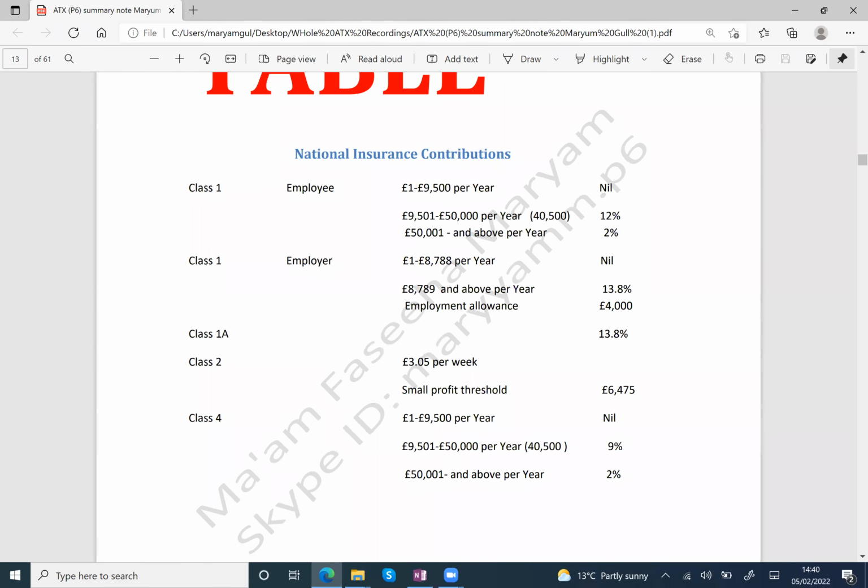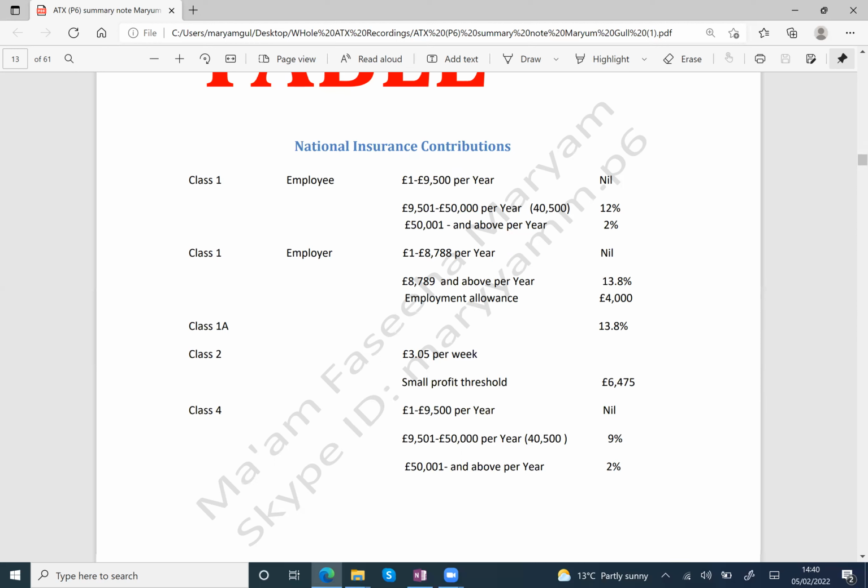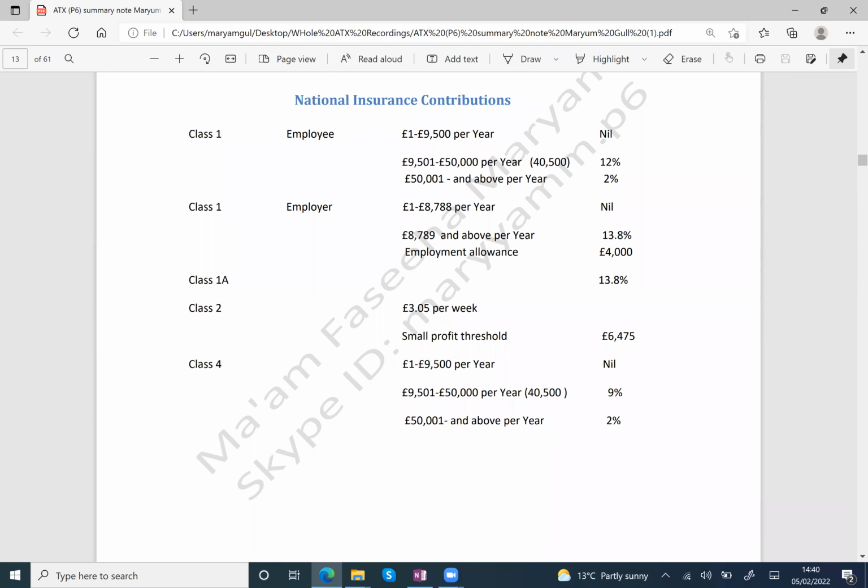Next, what is the NIC rate? You can see the table. This table will be given in the exam, but you have to memorize these rates. There is no time to look at the rates in the exam. It's a very lengthy exam, so you have to memorize all these rates. National insurance contribution rates are given in this table. First, class 1 employee NIC. How much are the bands? Pound 1 to 9,500 pounds, the rate is 0%, nil.